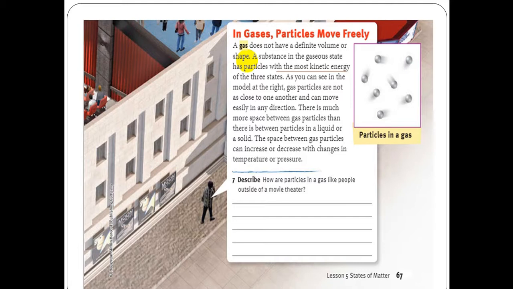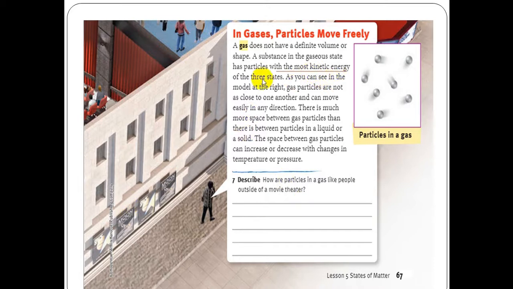And also they don't have a definite shape because, for example, we have different balloons. We have dolphin-shaped balloons, heart-shaped balloons, ball-shaped balloons. That's also because gas particles have a lot of energy. As we said, if they have a lot of energy, they will move fast, okay?